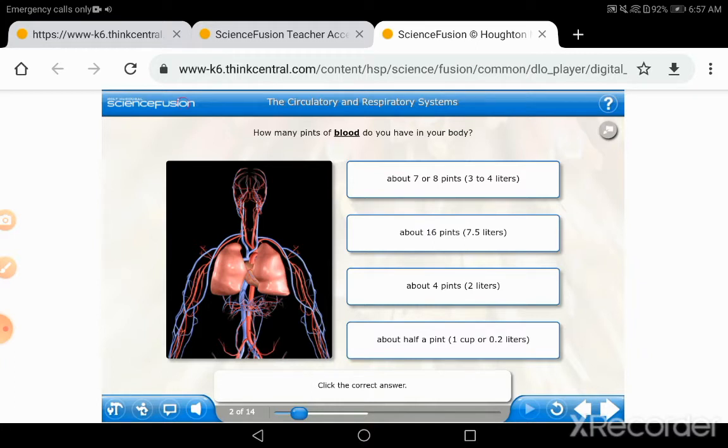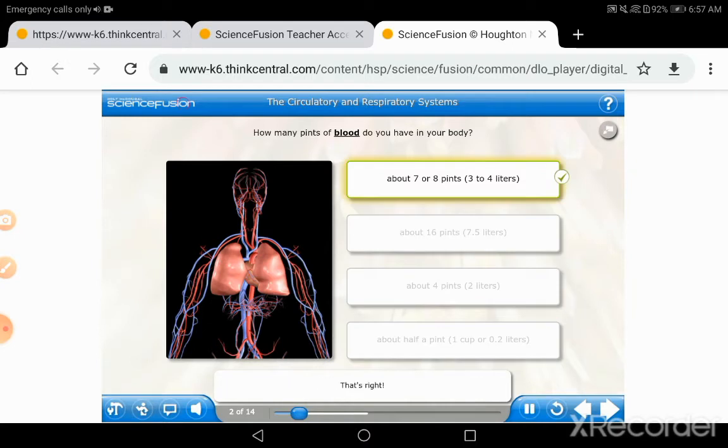Okay, how much blood do you think you have in your body? Is it about 3 to 4 liters, 7.5 liters, 2 liters, or 1 cup, which is less than 1 liter? So the correct answer is this one. Okay, so we have from 3 to 4 liters of blood in our bodies.